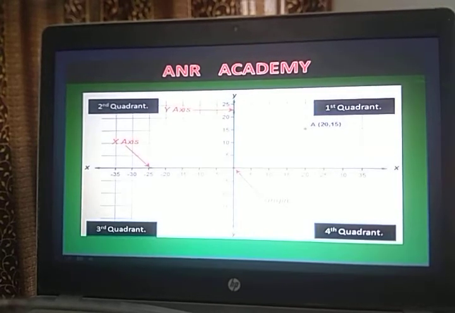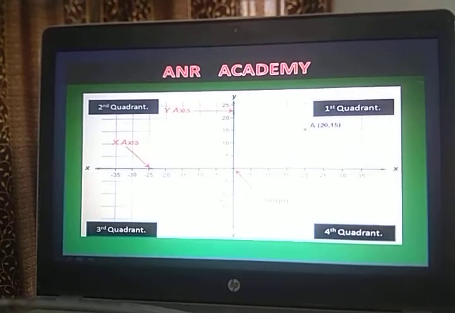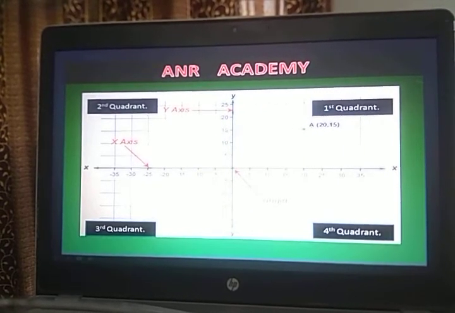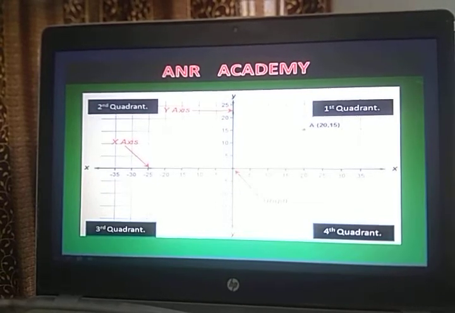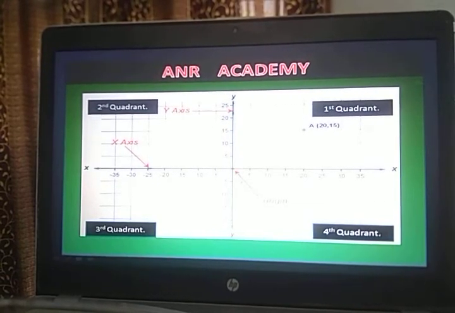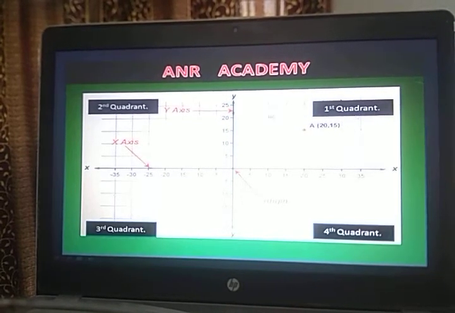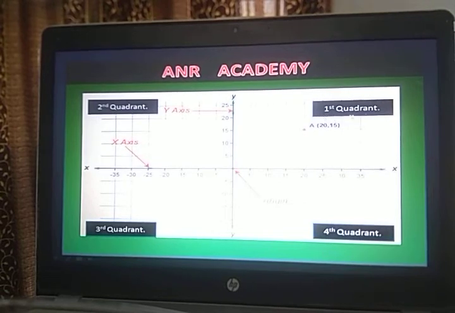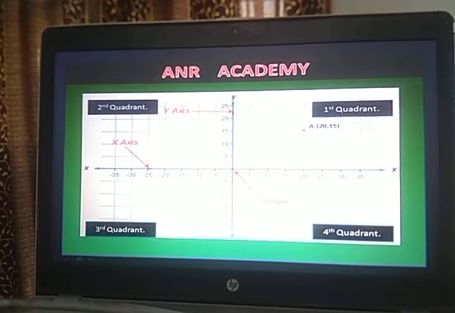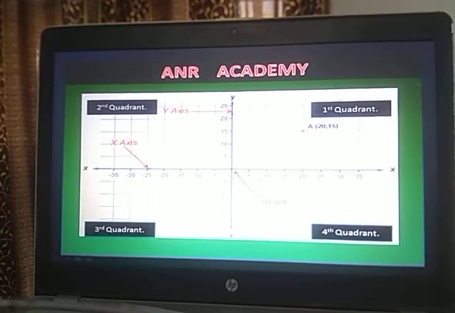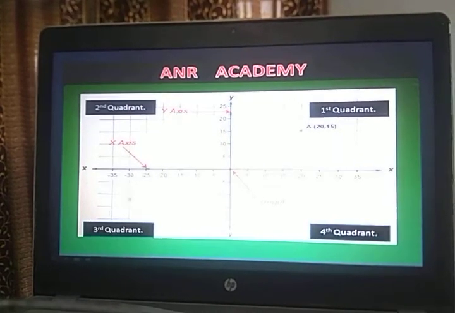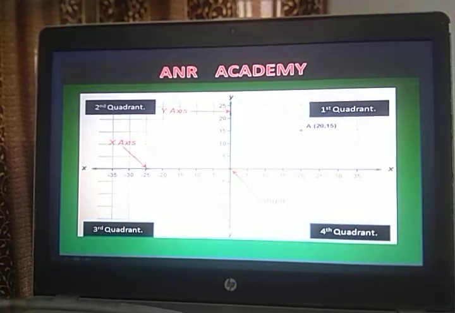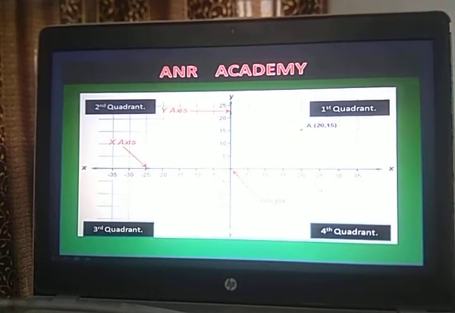So this graph paper is divided into 4 parts. This part, X, O, Y, is called the first quadrant. This part is the second quadrant. And this one is the third quadrant. And this one is the fourth quadrant.